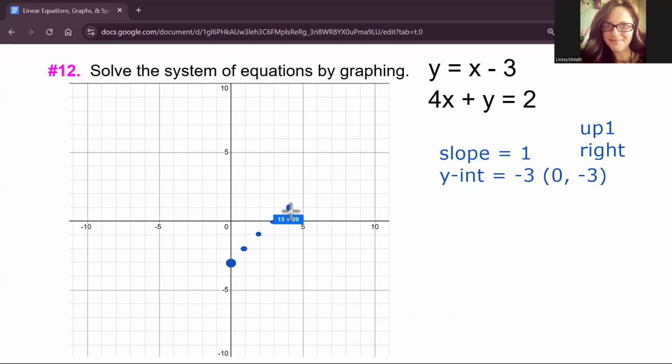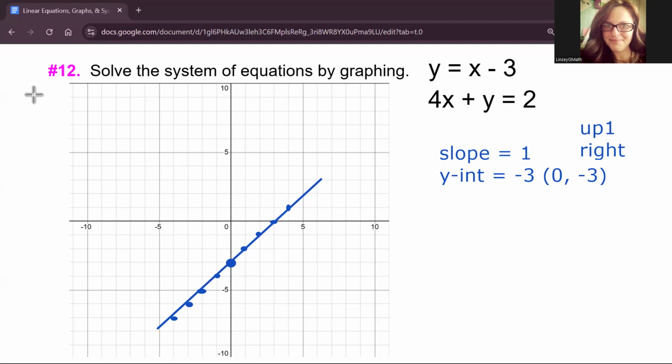You can always go down and left. Down and left are two negative directions, and down and left will give you a positively sloped line. All right, so there is our first line.